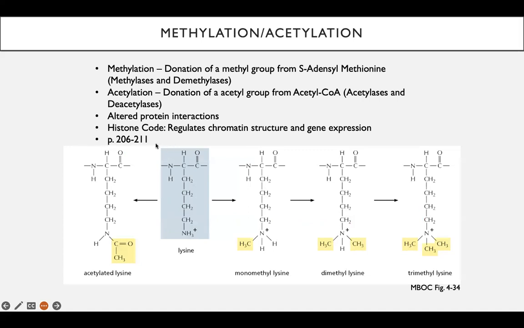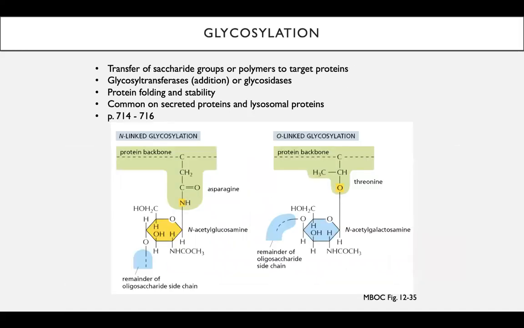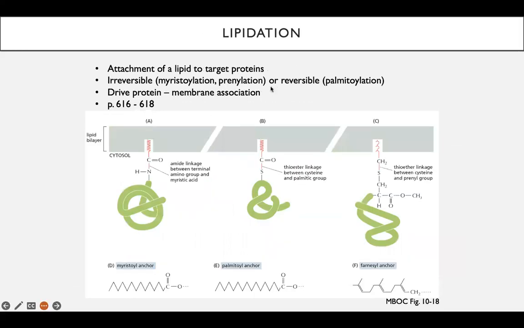Here are some pages where it discusses the role of these modifications in the histone code and the regulation of gene expression. This is a slide on different types of glycosylation, so N-linked or O-linked, and here are some pages discussing glycosylation in the text and their role in protein folding and stability. And then finally, lipidation, and here are the pages where it's discussed in the text, but the main role of lipidation is to drive association of proteins with a membrane.